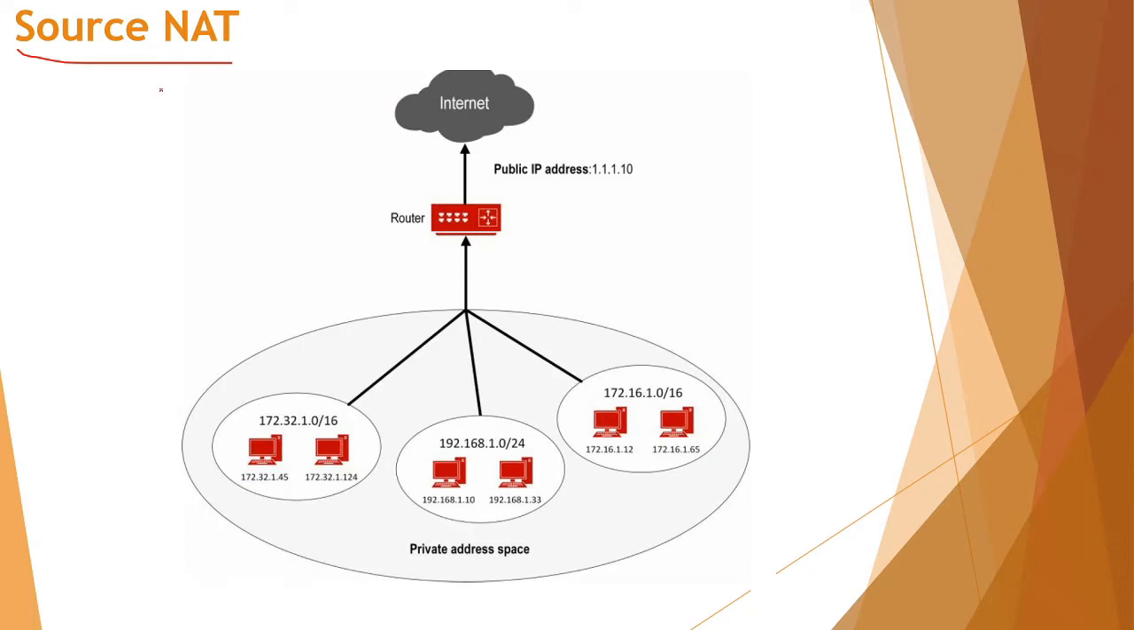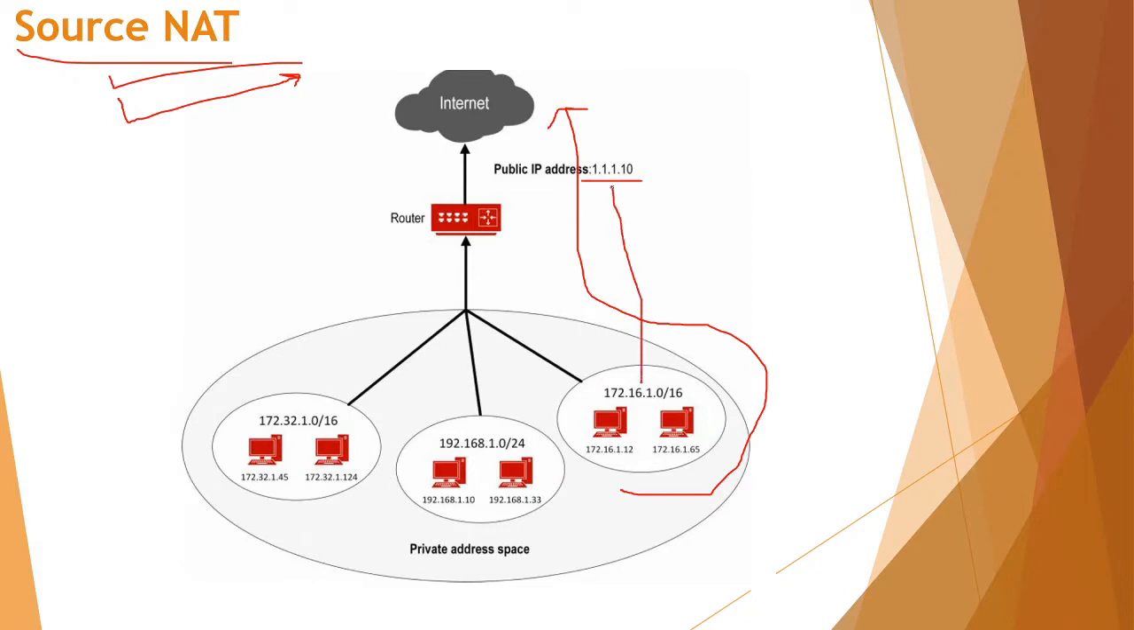Now let's discuss source NAT. What is the use case of source NAT in BIG-IP? Everyone is aware of source NAT, because when a client is accessing the internet, it must be translated to a public IP address. So in a source NAT, your private IP address is translated to a public IP address.